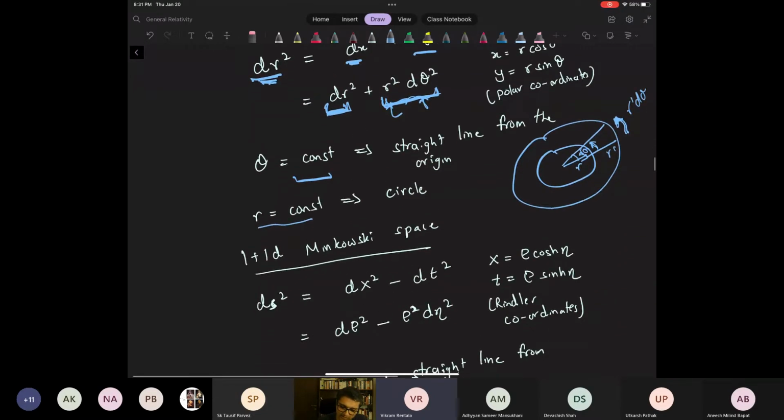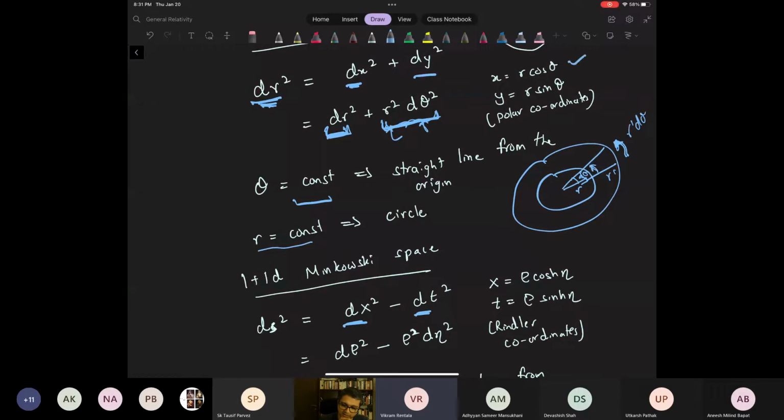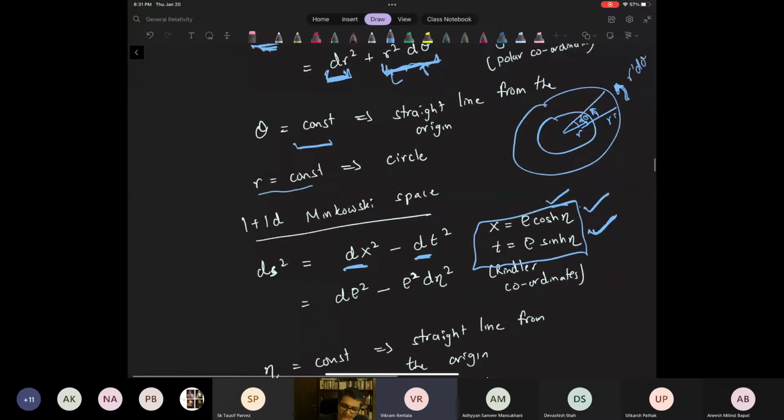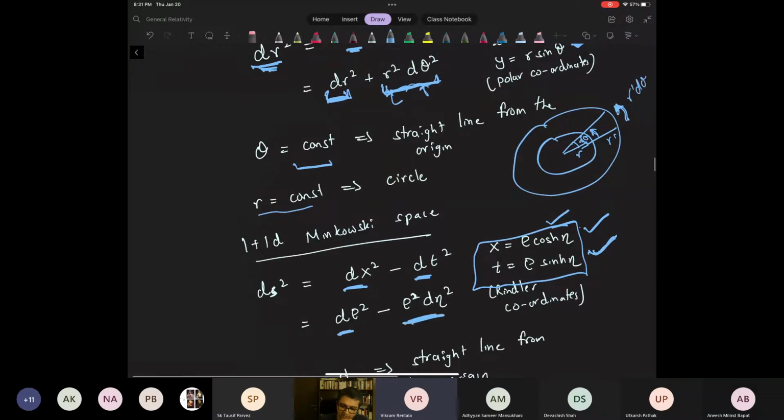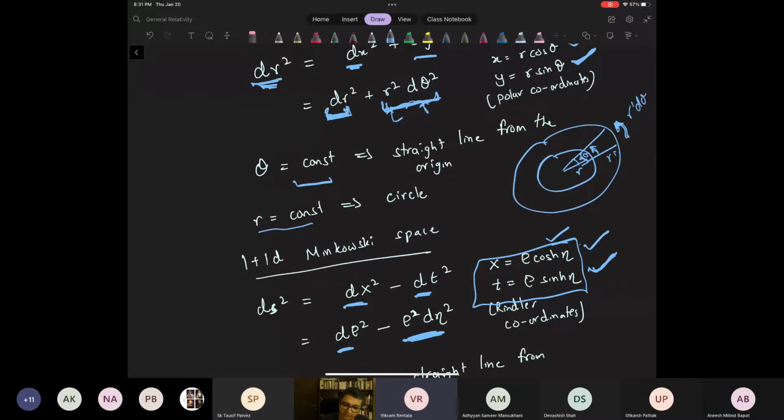The analog here is in 1 plus 1 D Minkowski space. The distance measure that we're using is dx square minus dt square. That is the correct Lorentz invariant distance, which is invariant under rotations as well as boosts. And here the transformation, instead of being through trigonometric functions, is through hyperbolic functions. So x is rho cos theta, t is rho sin theta. These are the hyperbolic Rindler coordinates. What we found is that the distance measure is d rho square minus rho square d eta square. So it's very analogous to how we had r as the radial coordinate. Rho is like a hyperbolic radial coordinate, and this eta is like a hyperbolic angle. So you get minus rho square d eta square.